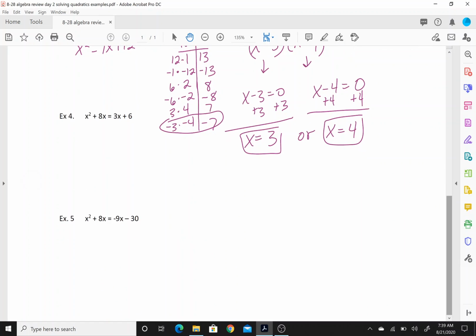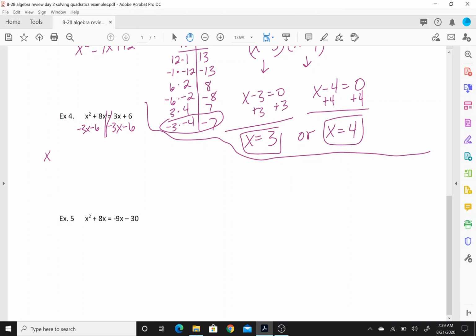All right, last couple. So now we have x squared plus 8x equals 3x plus 6. Okay, we need to move this 3x plus 6 over to the left-hand side so we can get the right-hand side to be equal to 0. So I'm going to subtract 3x and I'm going to subtract 6. And I got to do that over here. So I'm going to subtract 3x and I'm subtracting 6. Just remember, whatever you do on one side of the equal sign, you do on the other.